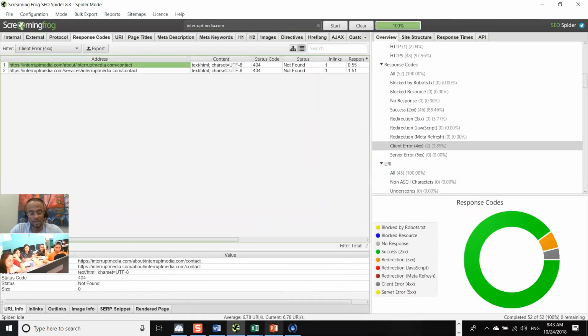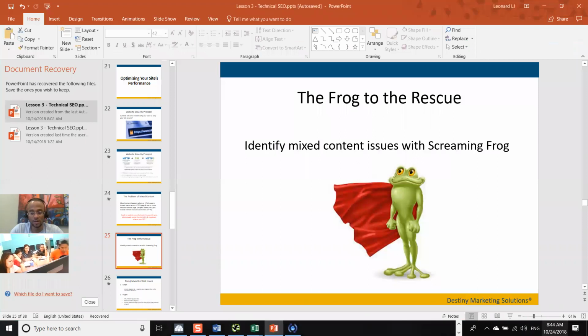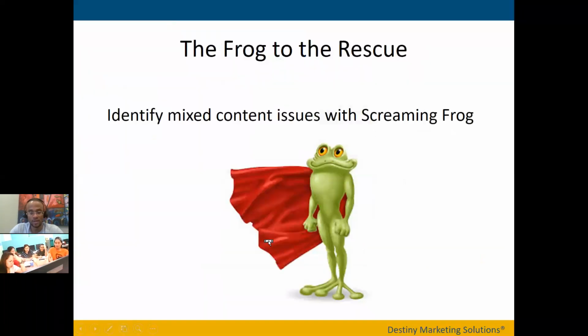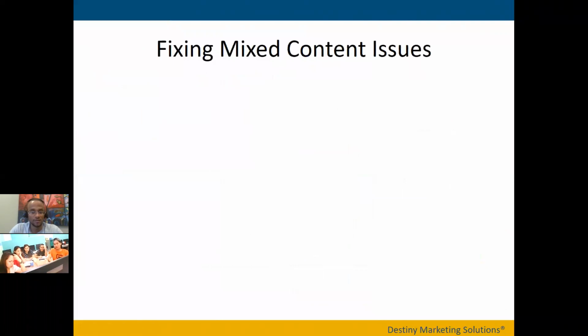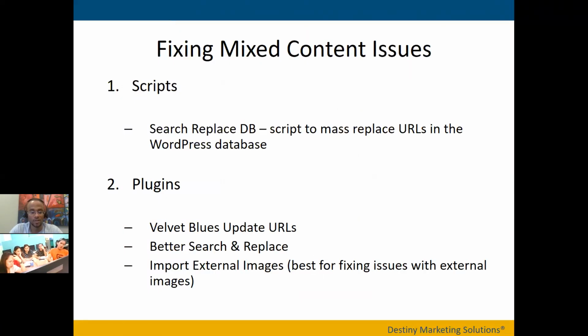Now, let's just pretend that there was insecure content on your website. How do you fix it? You have a couple of options here. You can either use a script. Search Replace DB is a popular script, and basically it takes all of the URLs that don't have HTTPS and replaces them with HTTPS. The other option is to use a plugin. These are several popular plugins that you can use to resolve mixed content issues.